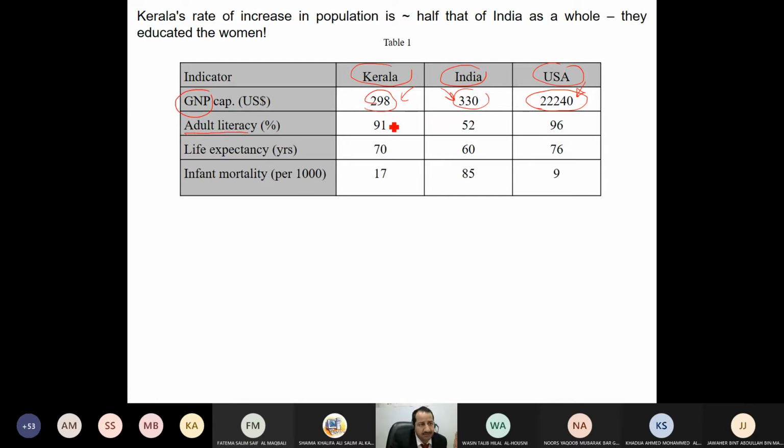They educate women in Kerala. We see that here they educate them more than India. This reflects positively in life expectancy. It's increased compared with US, and here less, and this element is reduced, which is good. 17 infant mortality compared with US, while here it is high.